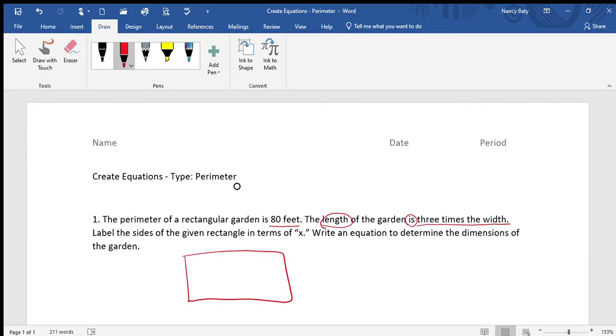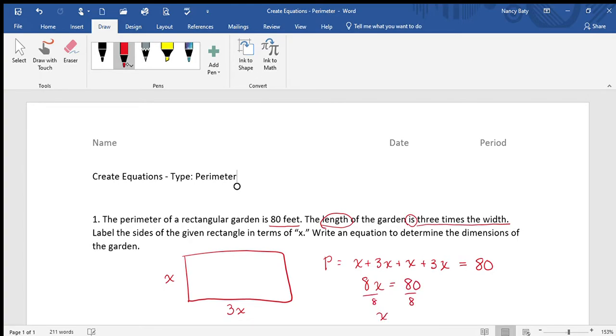The length is 3 times the width. So I'm calling the width x. Well, perimeter is distance around, so P equals x plus 3x plus x plus 3x. There's 4 sides. And that has to be equal to the given 80. 1, 2, 3, 4, 5, 6, 7, 8. So I have 8 x's equal to 80. So I divide both sides by 8.